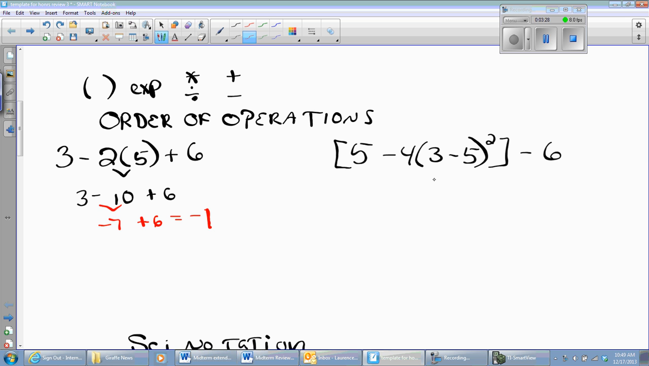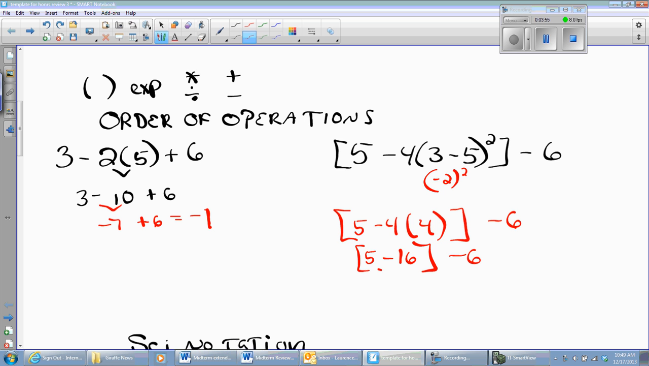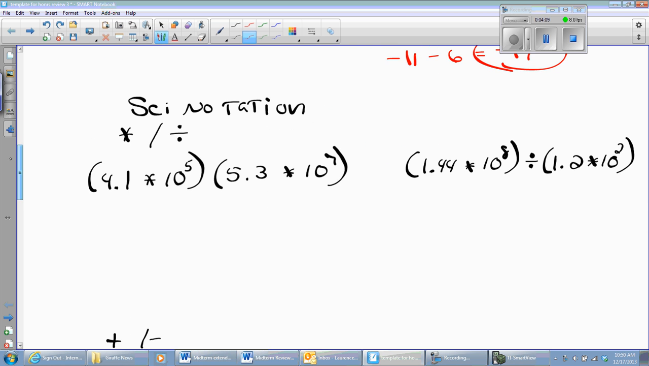3 minus 5 is -2. But I have -2 squared. So I'm going to have 5 minus 4. And what is -2 times -2? Why, it's +4 minus 6. All right, now inside I'm going to do this, the multiplication. I'm going to have 5 minus 4 times 4 is 16. These brackets count as parentheses. This will be -11 minus 6 will be -17. Now, by the way, your calculators do the order of operations, and calculators are fair game on the test. So please use them.